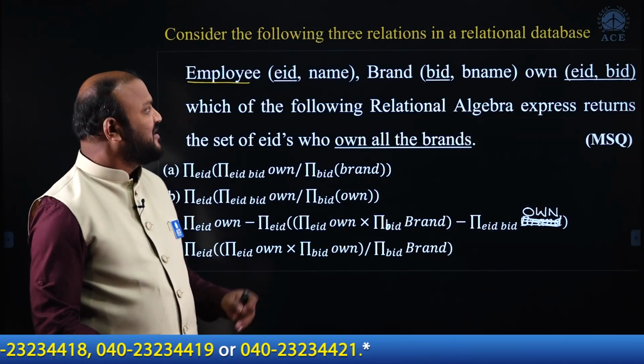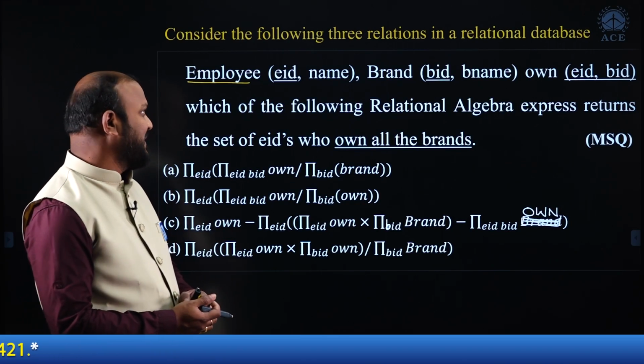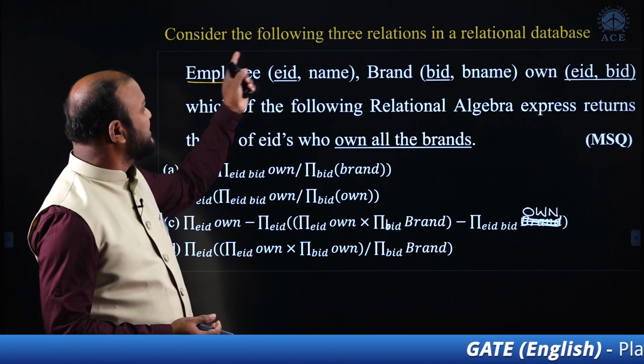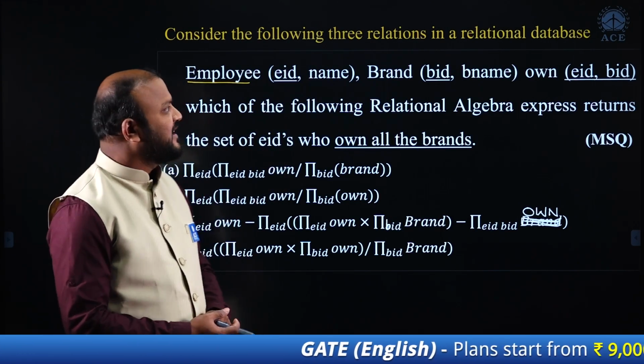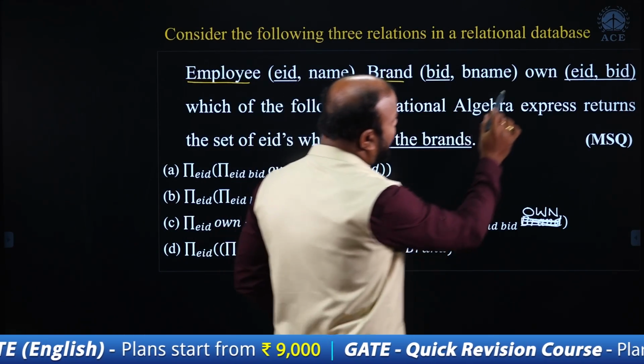Here it is a question based on the concept of the division operator in the relational algebra topic. Consider the following 3 relations in a relational database: employee, brand and own.